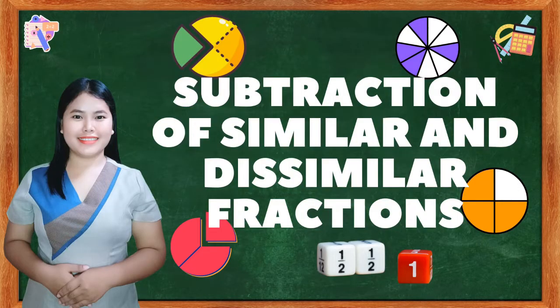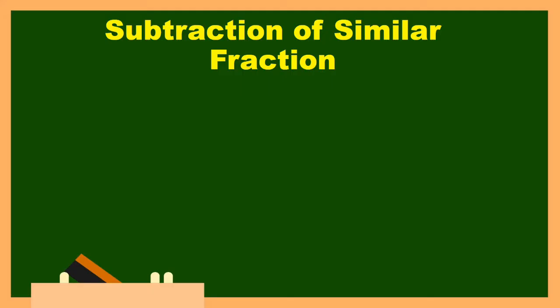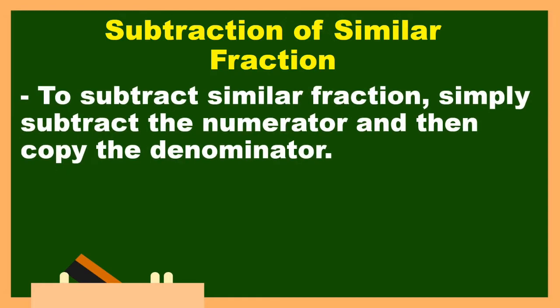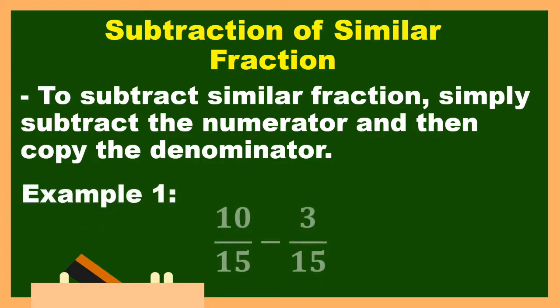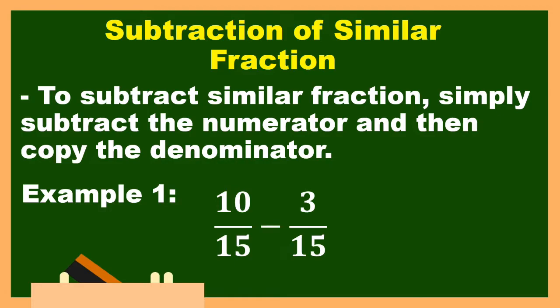In my last tutorial, I discussed all about addition of dissimilar fractions. Today, I will teach you how to subtract similar and dissimilar fractions. To subtract similar fractions, simply subtract the numerators and then copy the denominator. For example, 10 over 15 minus 3 over 15 equals 7 over 15.